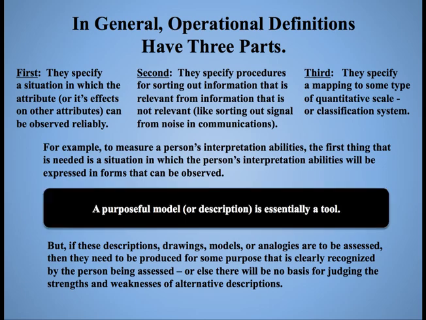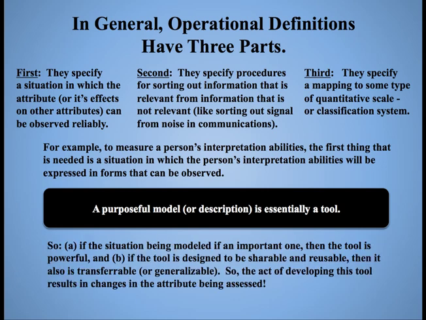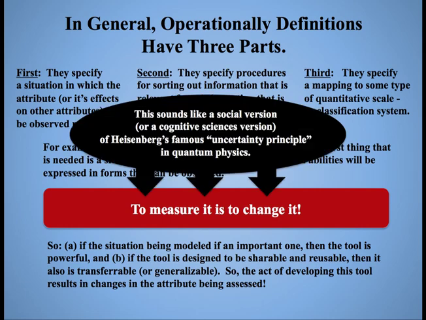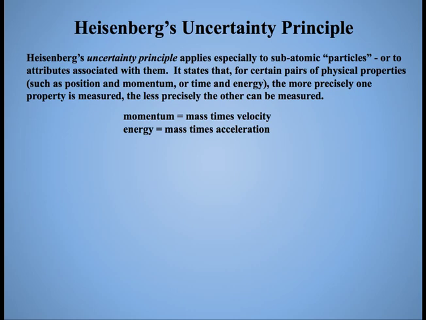And, a purposeful model, or description, is essentially a tool. So, if the situation being modeled is an important one, then the tool is powerful. And, if the tool is designed to be shareable and reusable, then it also is transferable, or generalizable. So, the act of developing this tool results in changes in the attribute being assessed. To measure it is to change it. This sounds like a social version of Heisenberg's famous uncertainty principle in quantum physics. And, in many ways, it is.